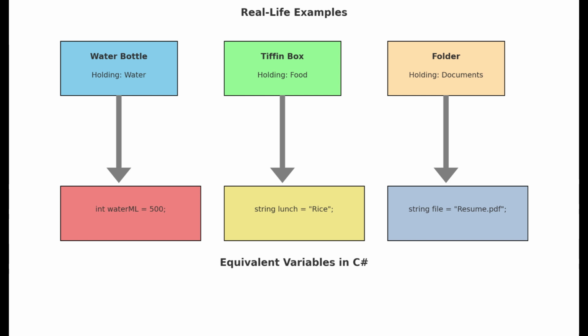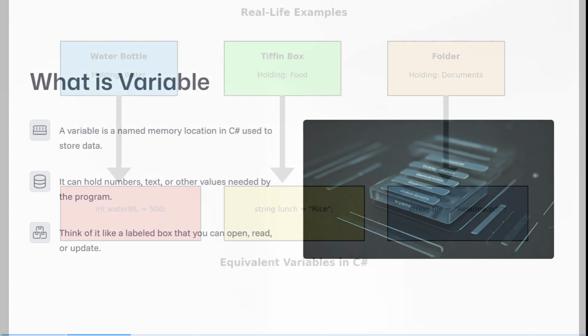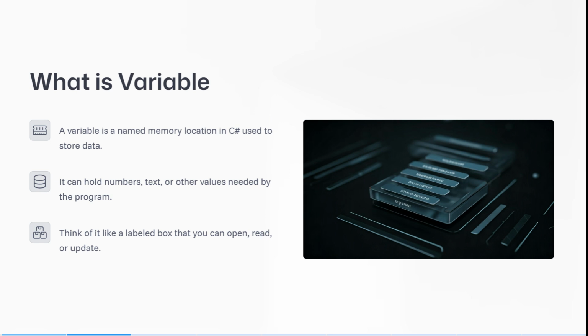Just like we need containers to store water, food, or files, in a similar way in programming, we need containers to store data, and these containers are called variables. So what is a variable? A variable in C# is a named memory location that can store a value. This value can be a number, text, character, or anything else your program needs to work with.